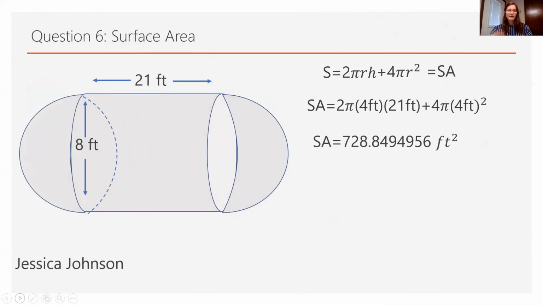728.8494956 foot squared. But we don't want that long number. No, we're going to round it down. We get 729 foot squared.